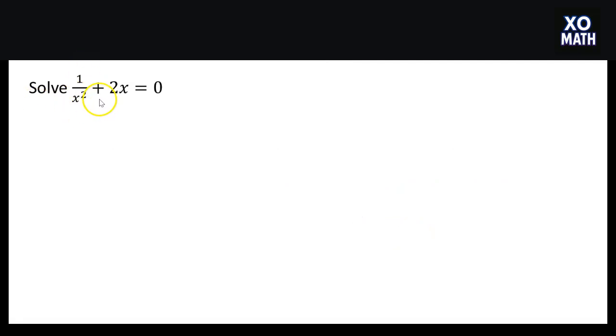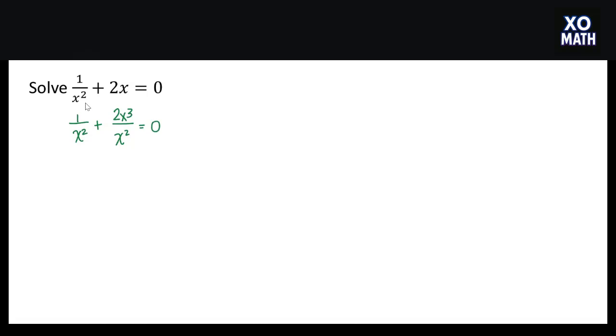Let's solve 1 over x squared plus 2x is equal to 0. Well, the first thing we need to do here is combine these together, so they're going to need common denominators. I have 1 over x squared, and I'll have to rewrite 2x with the denominator of x squared, so the numerator multiplied by x squared is 2x cubed. And then all that equals 0.